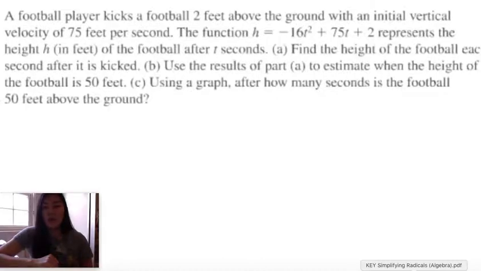Part A says find the height of the football each second after it is kicked. B is use a result from part A to estimate when the height of the football is 50 feet. I'm thinking about 50 feet, meaning it's going to reach 50 feet somewhere in the graph. And then part C, we're going to get to afterwards. So let's talk about part A first. Find the height of the football after each second after it is kicked.